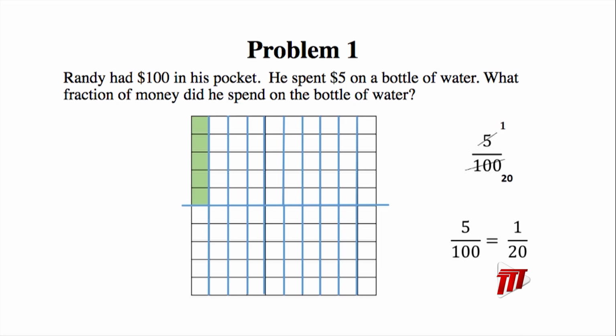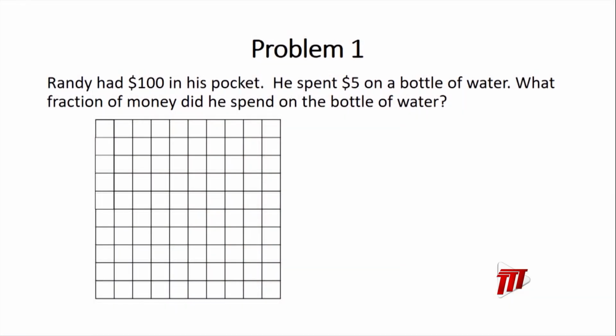Do we want to represent this fraction another way? This is our grid. I'm shading each of the 5 squares. So I have the 5/100ths, or the 1/20th of the grid, shaded. How else can we represent this fraction? What is 5/100ths?